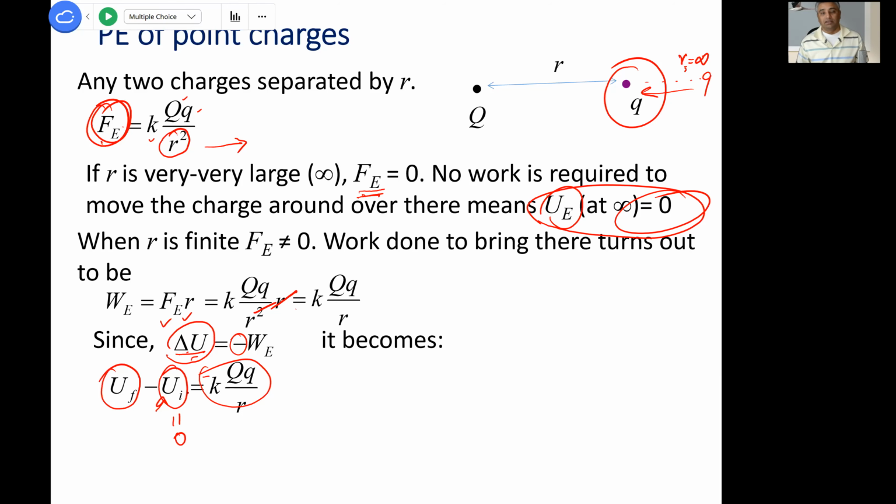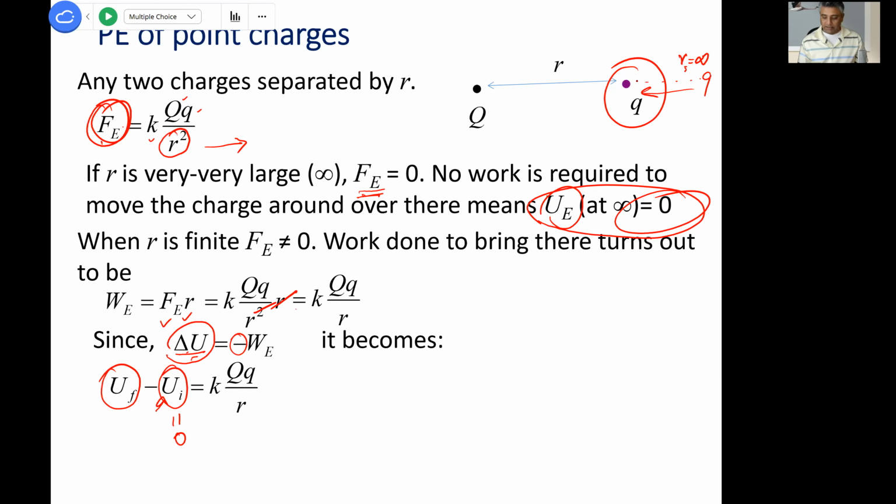So now what's going on? How do we use it? It turns out, let's say this is a positive charge, and this is also a positive charge, the force is going to be pointing this way, right? And the field is also going to be pointing away from the positive charge, which means it's in the same direction.